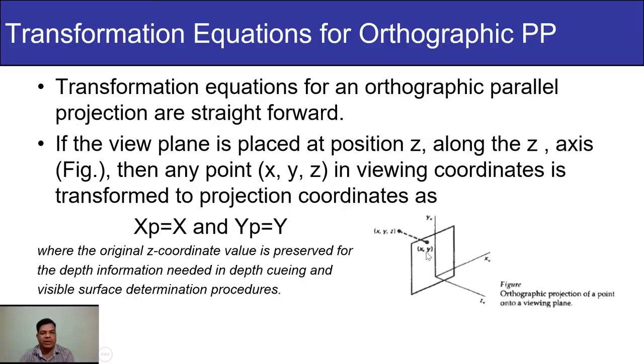So this value of z is preserved and can be used when we study the concept of visible surface detection or hidden surface removal. On the projection plane there cannot be a z value because it is a two-dimensional plane, but the value of z will be preserved for further processing.